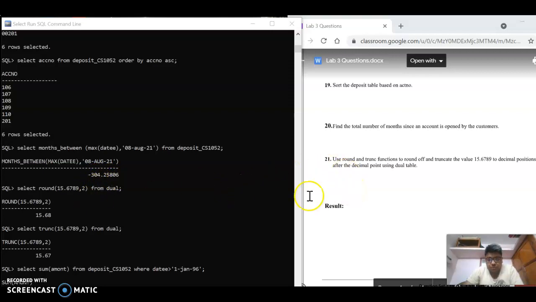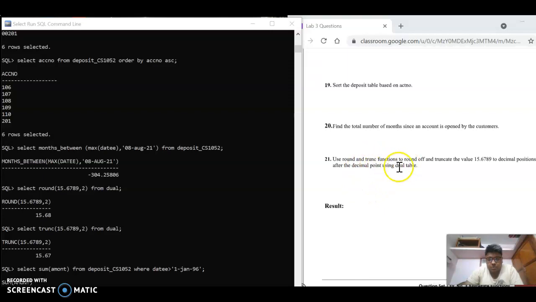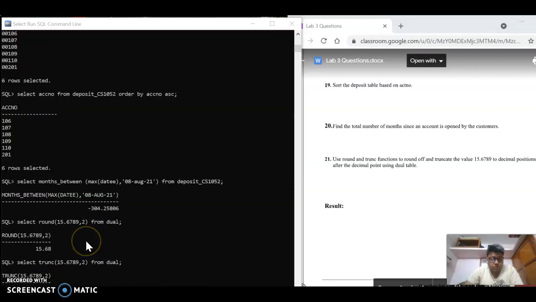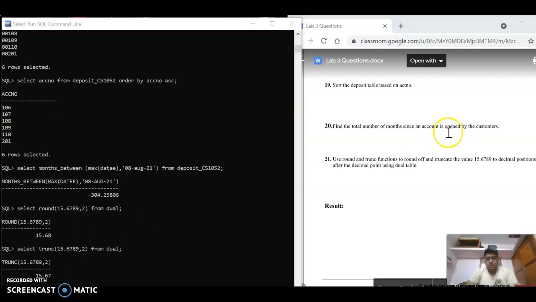And moving on to the 21st question, use the round and truncate functions to round off and truncate the value 15.6789 to 2 places after the decimal point using the dual table. So here is that one: select round of 15.6789 comma 2 from dual. So this is the answer I get. And select truncate of 15.6789 comma 2 from the dual table. So here I get this one. So this is the question I get.